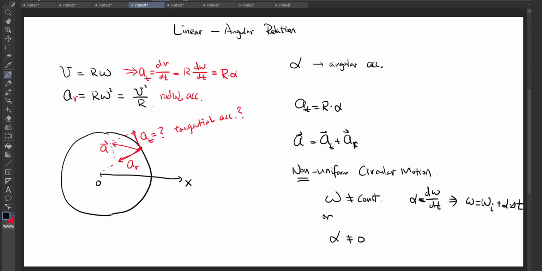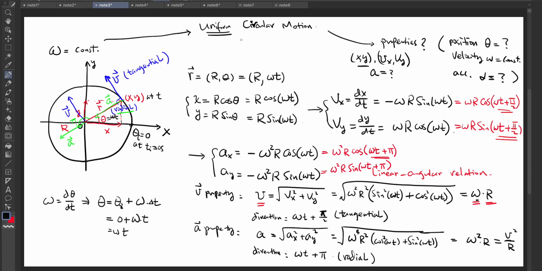I hope that I made it clear that there are two sets of coordinate systems that you can use to describe circular motion, depending on the component of the A we have here, either AR or AT. Non-zero alpha is equivalent to AT non-zero. So if AT is non-zero, then we say it's non-uniform circular motion. And if AT is zero, then we have uniform circular motion that we talked about on this slide here. So AT will be zero, alpha will be zero, or equivalently, omega equals constant.